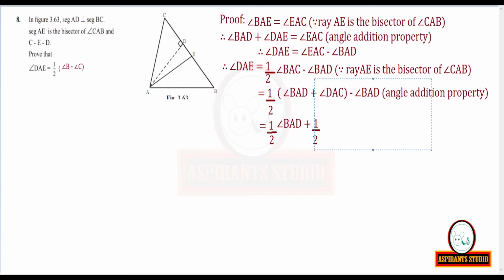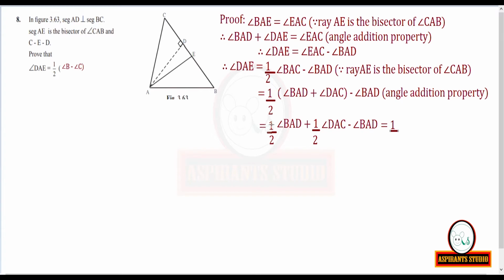Now half into measure of angle BAD minus BAD, combine both. Half minus 1: half is smaller than 1, so we find the difference between 1 and half and put the greater sign. The greater one is 1, which has the minus sign, and subtraction is the operation. So half into measure of angle BAD minus 1 into measure of angle BAD will become minus half into measure of angle BAD.